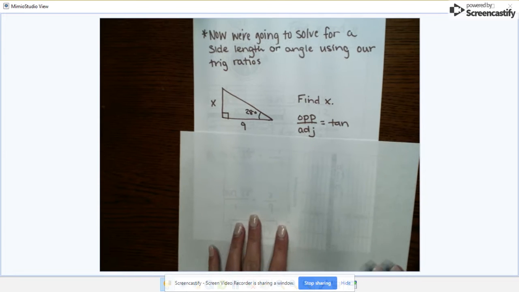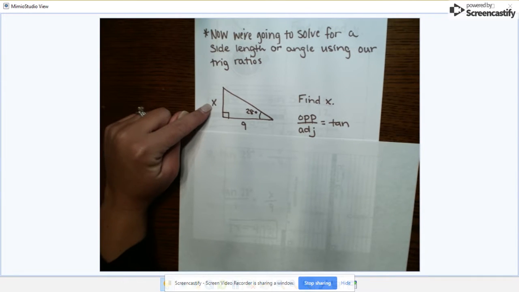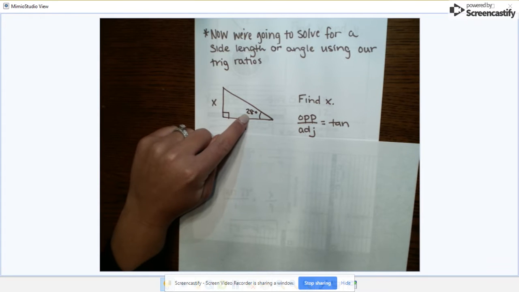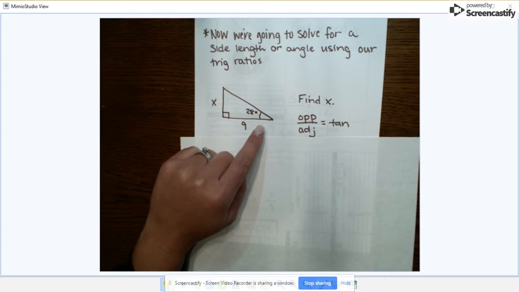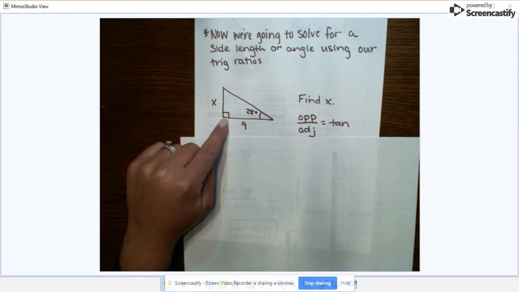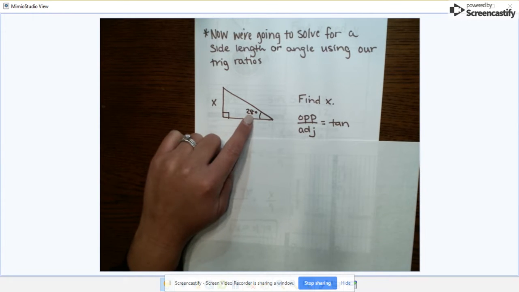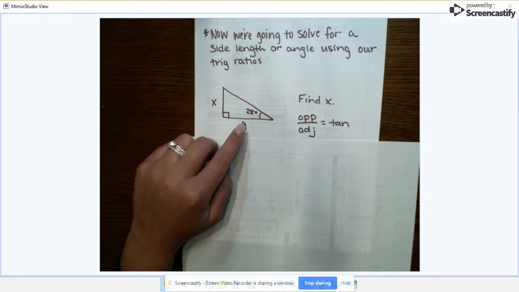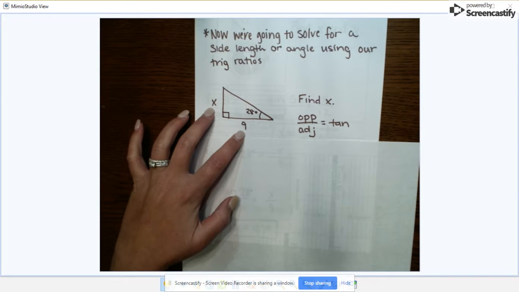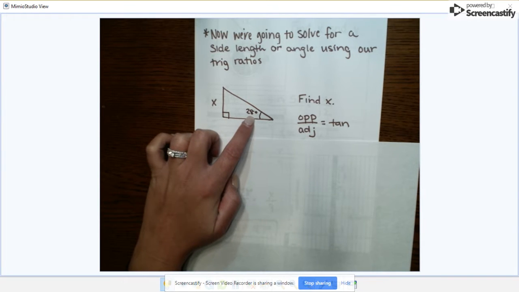So here's a triangle. This time what we're solving for is a side length. We are given one side length and an angle. So we're going to look at the angle that we're given, and it's always going to be the acute angle. We'll never look at the 90-degree angle. So we look at our acute angle, 28 degrees, and the side length that's given, and we decide what two side lengths are we given in relation to this angle.